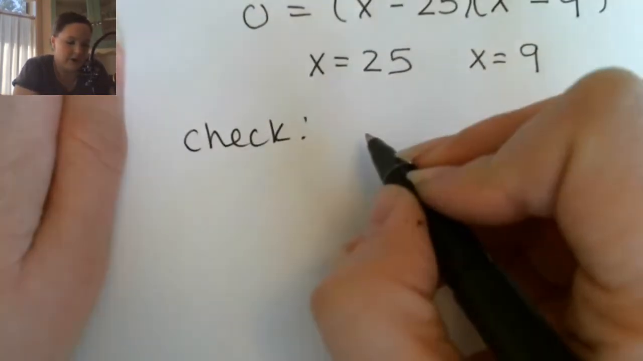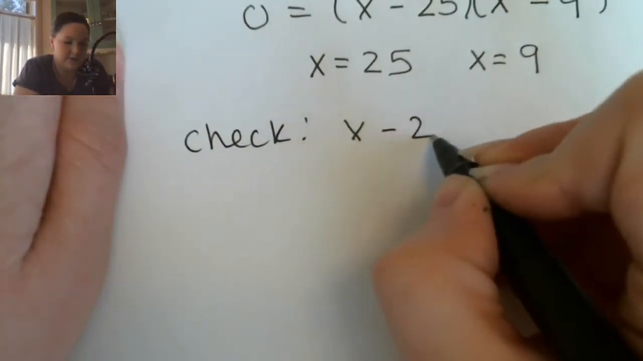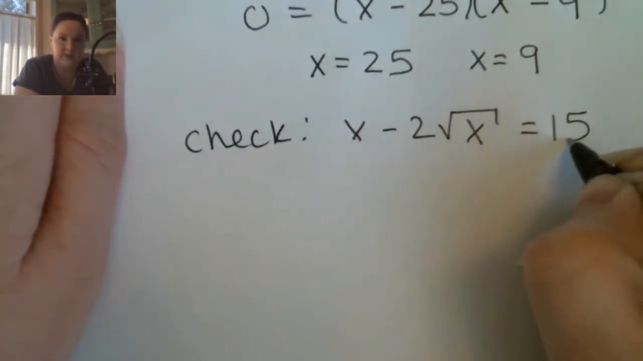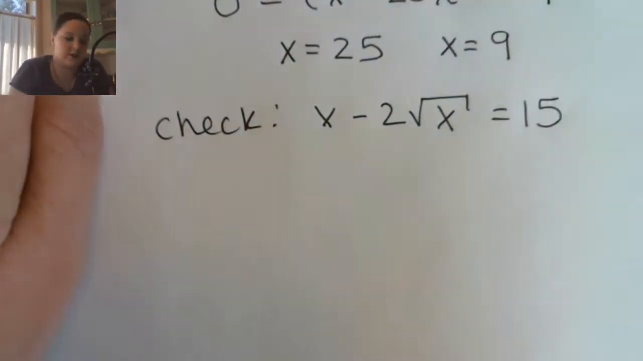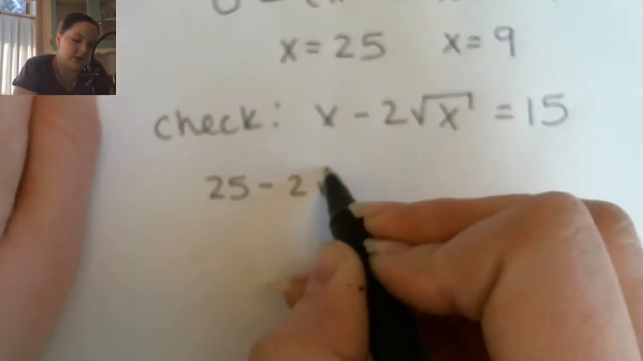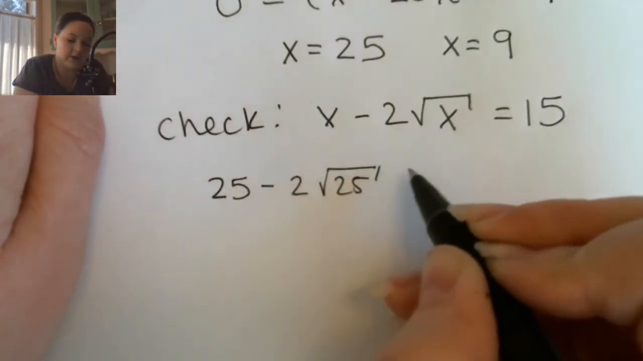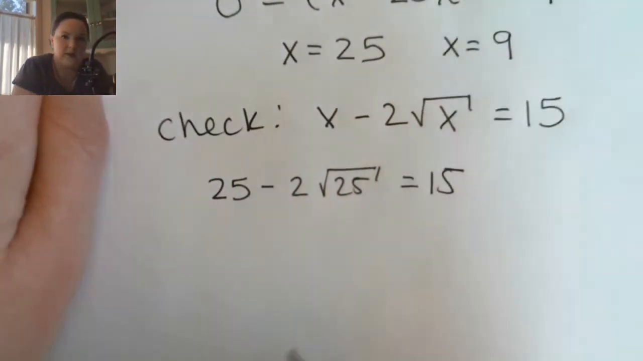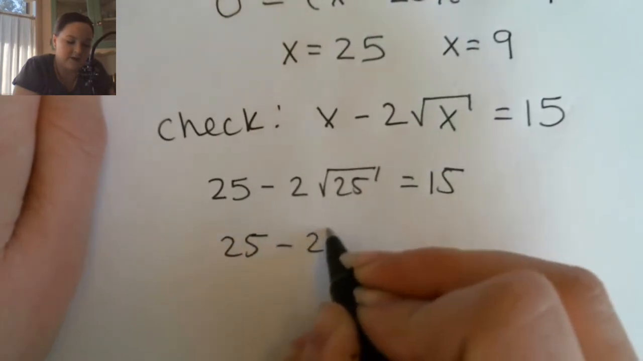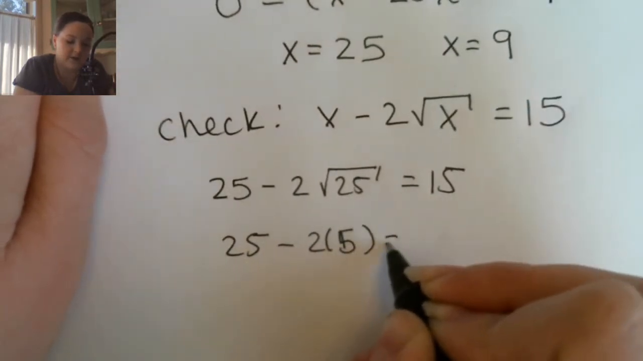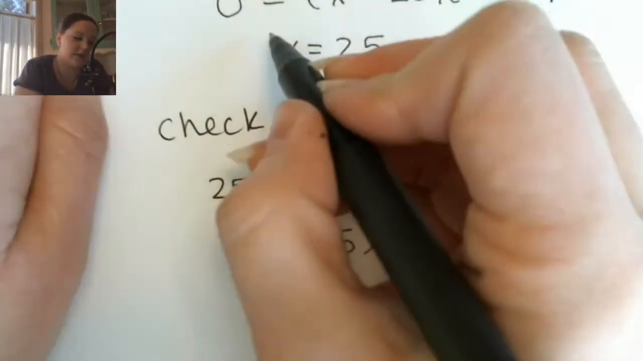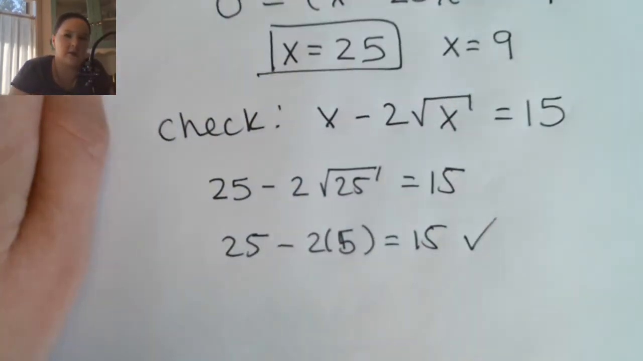Okay, so remember our original equation was this. So we're going to check x equals 25 first. So we'd have 25 minus 2 root 25, and that equals 15. So this is going to be 25 minus 2 times 5, which is 10. Is that 15? Yes, it is. So this is certainly a solution for this equation.